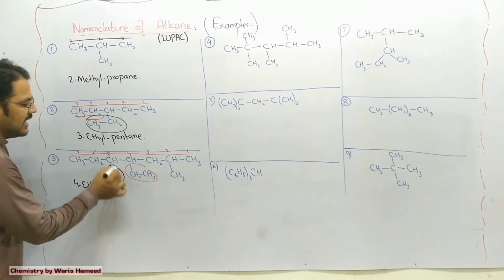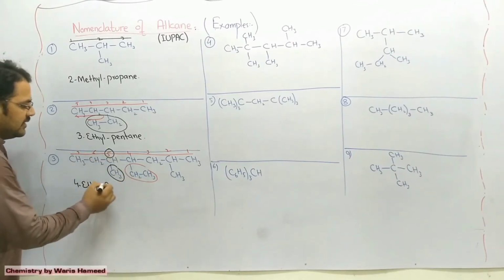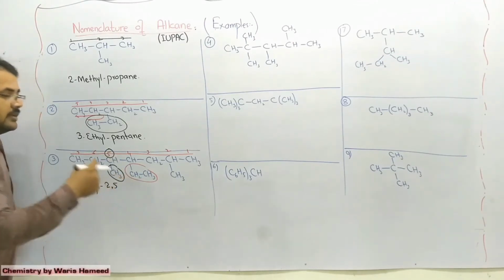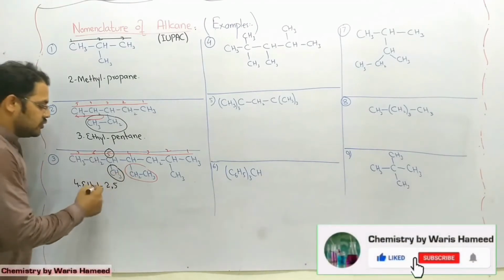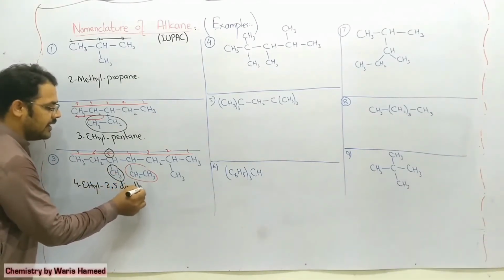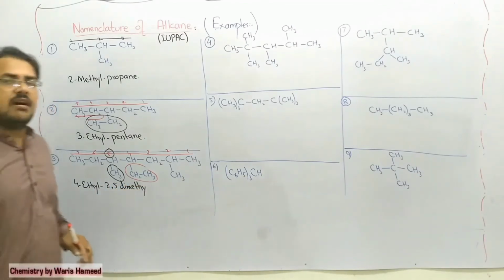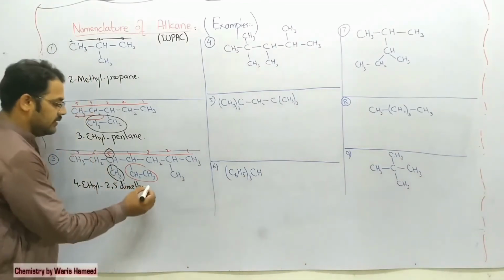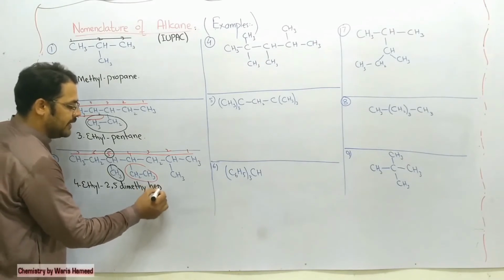And the second methyl group is present on carbon 5, so 2, 5. Two methyl groups are here, so 2, 5, dimethyl. And the parent chain has 7 carbons, so it's heptane.